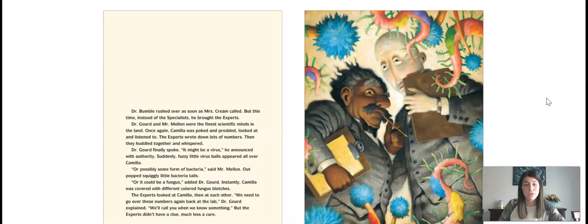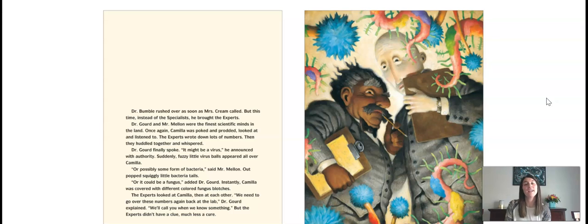Suddenly, fuzzy little virus balls appeared all over Camilla. "Or possibly some form of bacteria," said Mr. Mellon. Out popped squiggly little bacteria tails. "Or it could be a fungus," added Dr. Gourd. Instantly, Camilla was covered with different colored fungus splotches. The experts looked at Camilla, then at each other. "We need to go over these numbers again back at the lab," Dr. Gourd explained. "We'll call you when we know something." But the experts didn't have a clue, much less a cure.